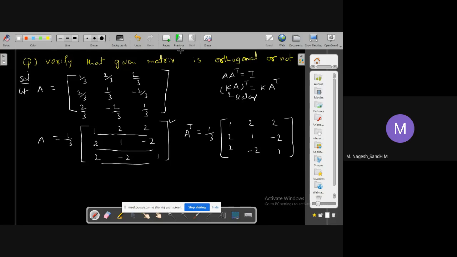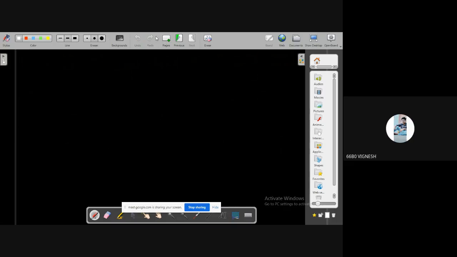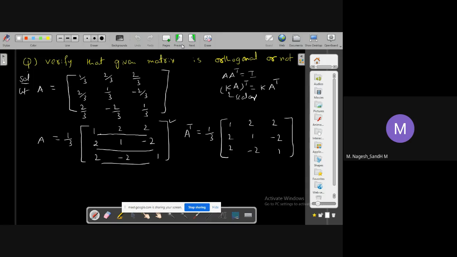Next, what do you have to do? We got A transpose. Now what you have to do? Multiplication, A into A transpose. Yes, very good. So A into A transpose: 1 by 3 into the A matrix, 1, 2, 2, 2, 1, minus 2, next 2, minus 2, 1. I'll check it. Yes.